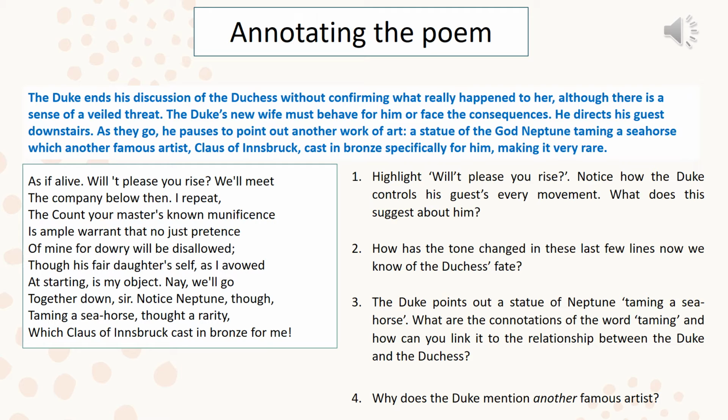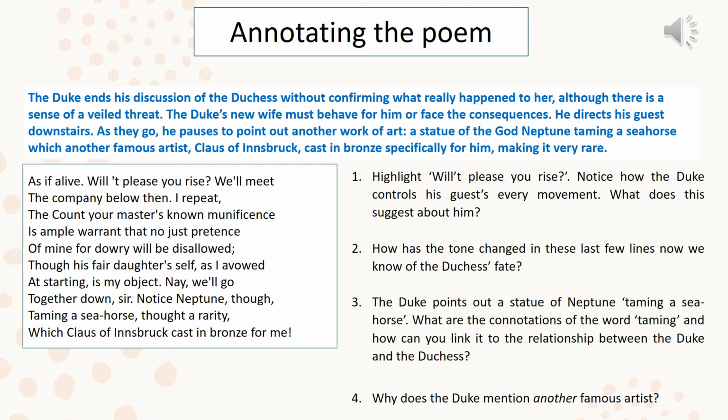Okay, so you need to highlight the phrase or the question, "Wilt please you rise?" Notice how the Duke controls his guest's every movement. What does this suggest about him? And where else have you actually seen him raise a question which is actually a command in the poem earlier? How has the tone changed in these last few lines now we know of the Duchess's fate? So has he become more commanding, or is he more light-hearted, or is it more threatening?